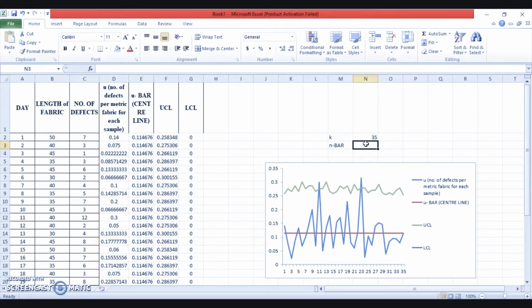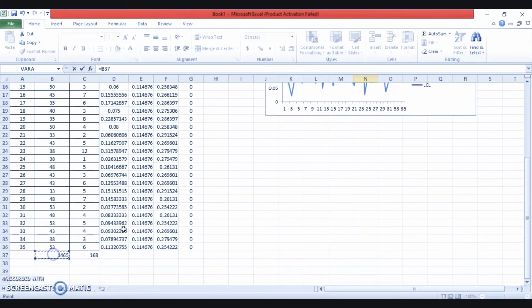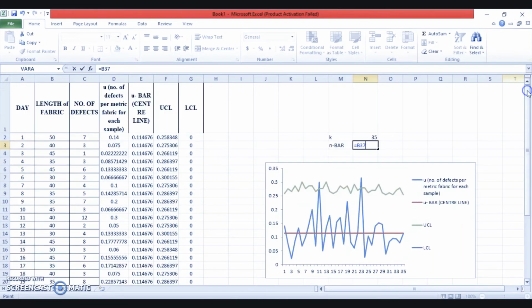For finding out the average, we select the total sum of the n values, that is 1465, and we divide it by the total sample, that is 35. That's it. So this is your n bar value, right? After finding out the n bar value, the second thing is to find out the average number of defects per unit, which was found here as u bar.